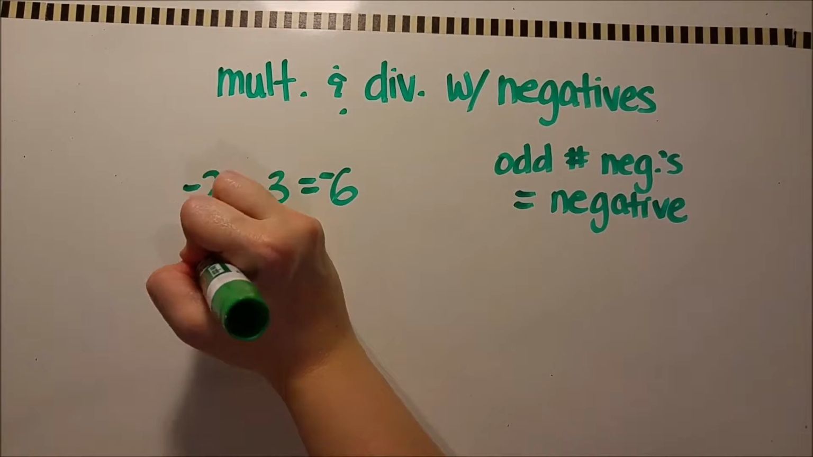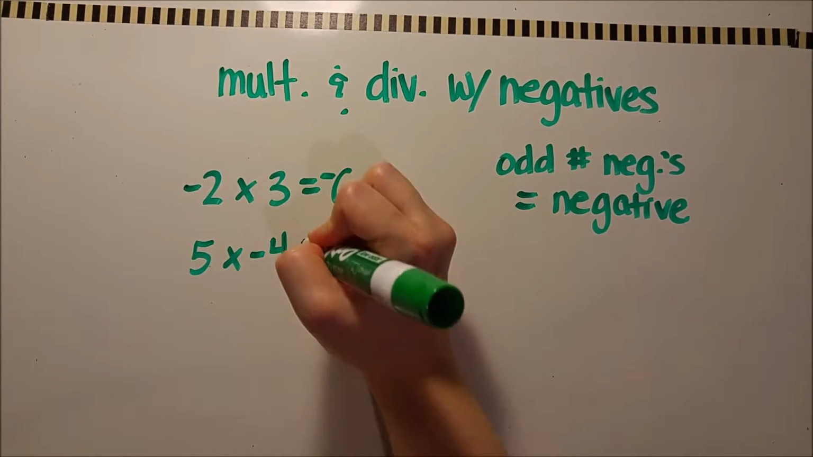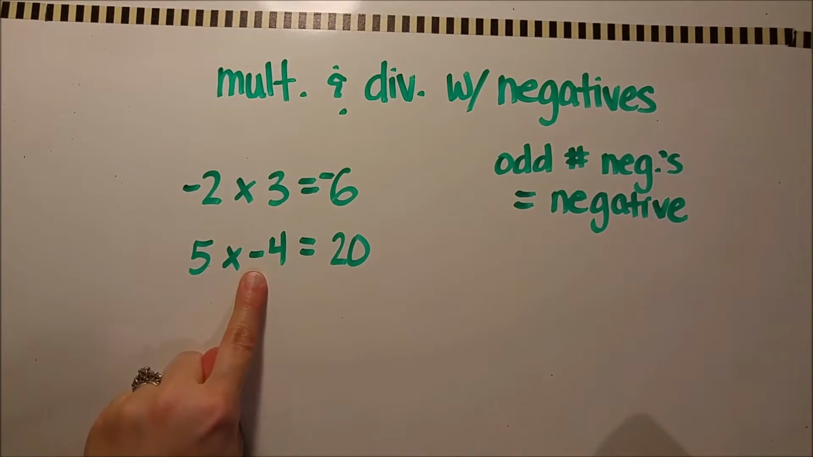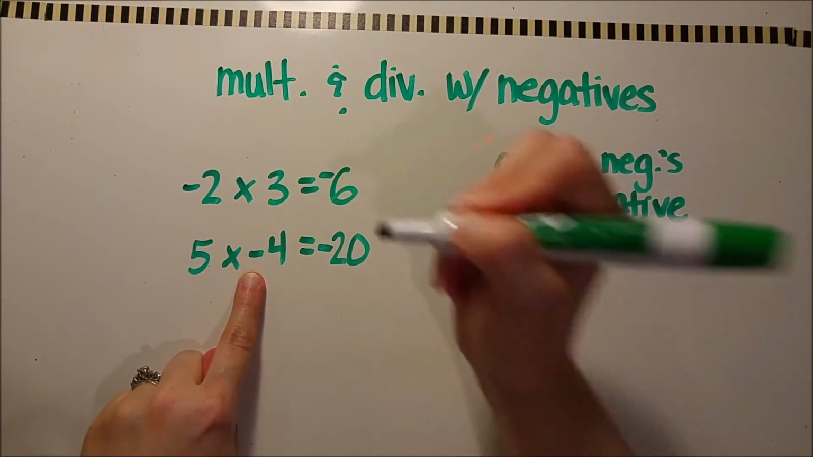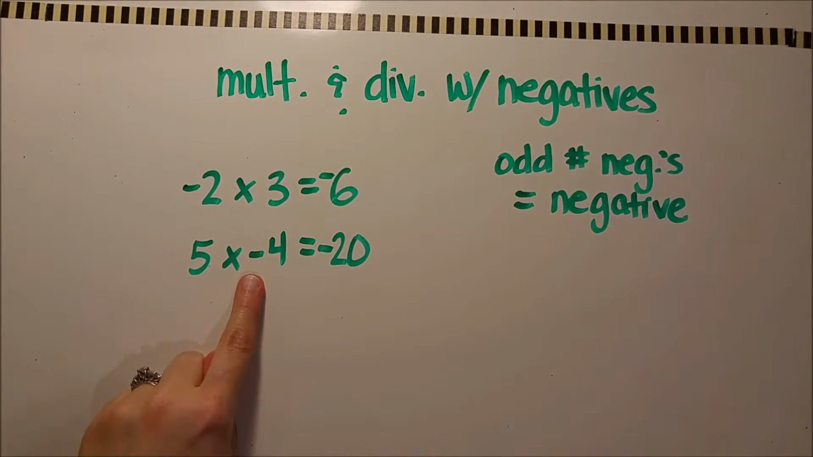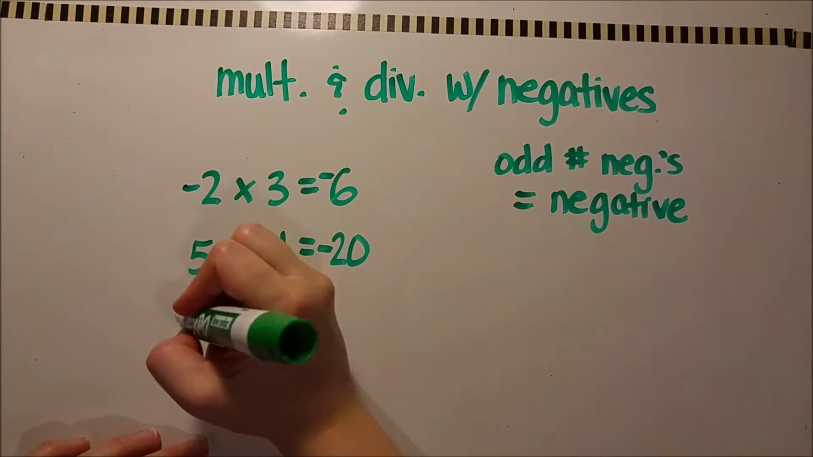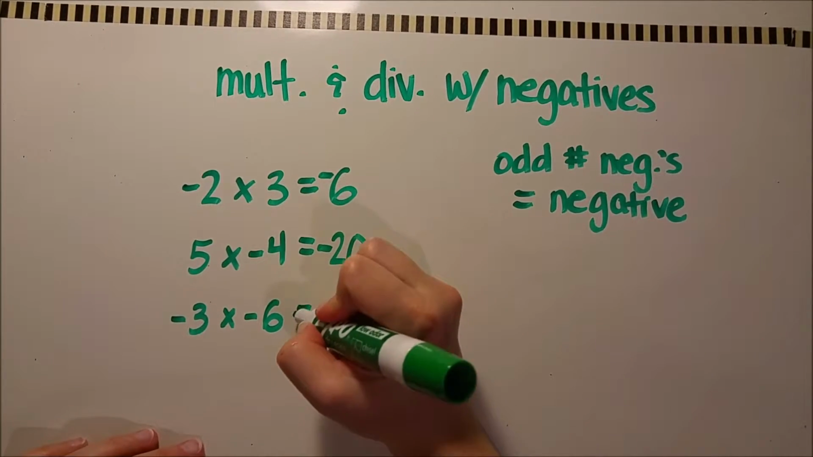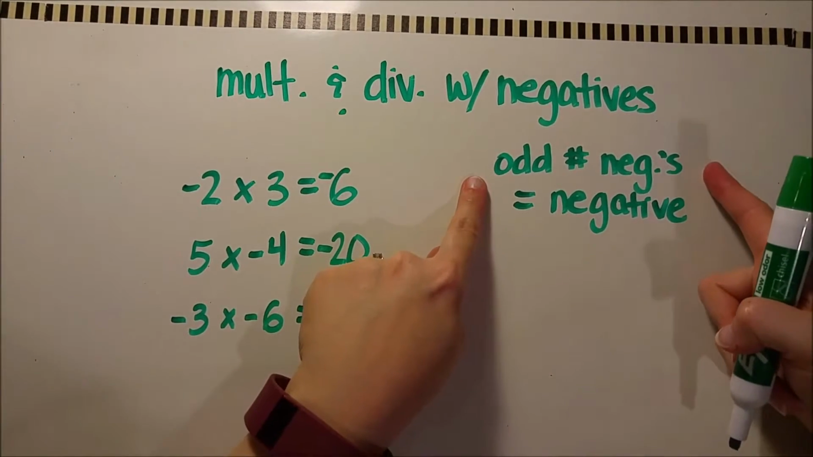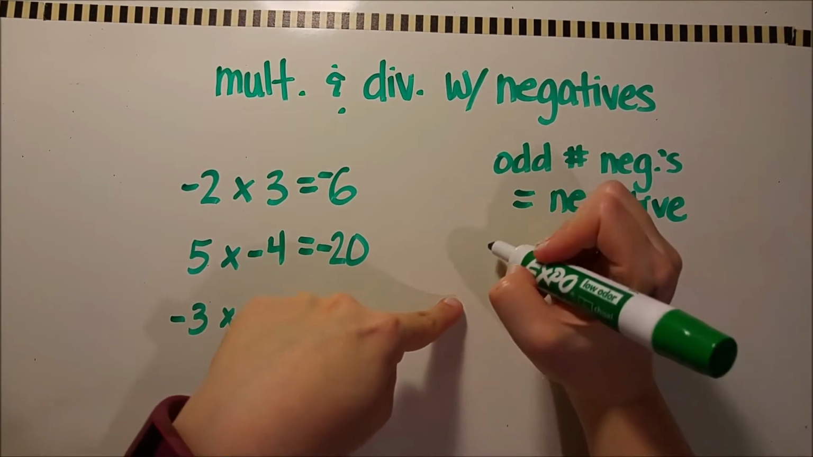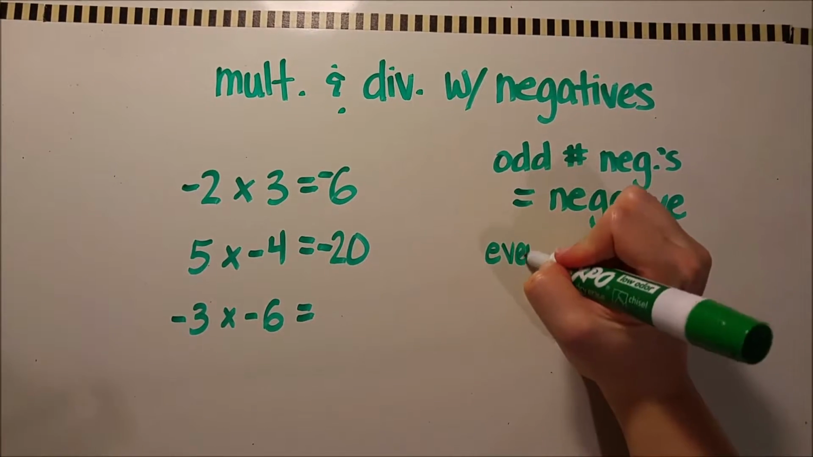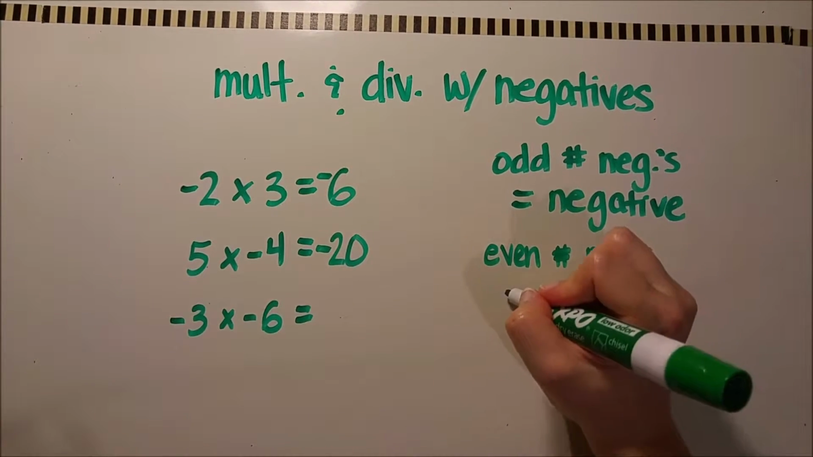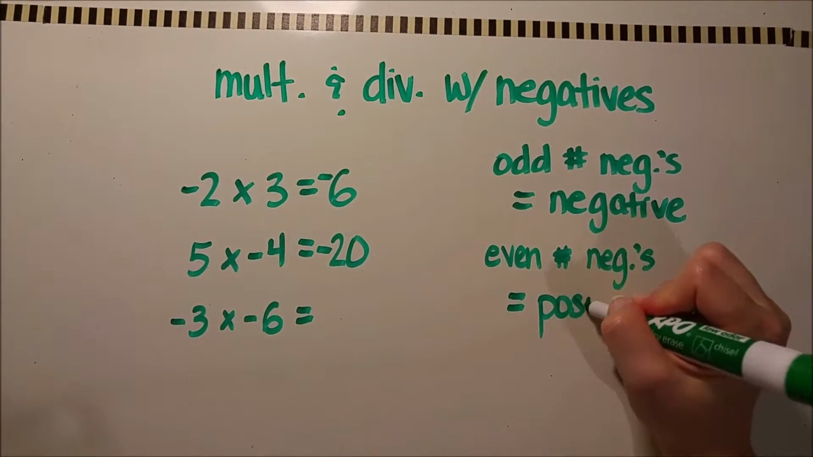This will be a negative answer. Okay, 5 times -4. 5 times 4 is 20. One negative sign, that's odd, there'll be a -20. Okay, so what if we have two negative signs? -3 times -6. So if we have an odd number of negatives to give us a negative answer, an even number of negatives will give us a positive answer.